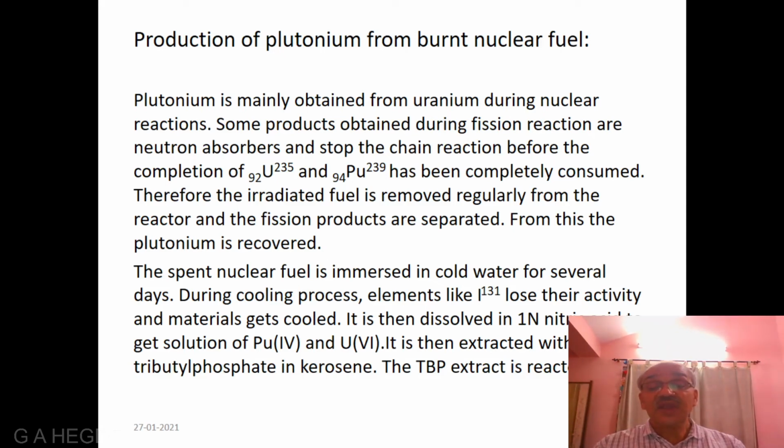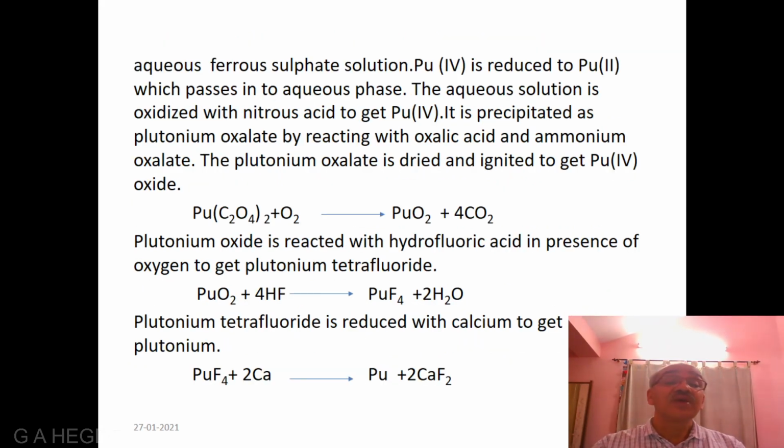The TBP extract is reacted with aqueous ferrous sulfate solution. Plutonium 4 is reduced to plutonium 3, which passes into aqueous phase. The aqueous solution is oxidized with nitrous acid to get plutonium 4. It is precipitated as plutonium oxalate by reacting with oxalic acid and ammonium oxalate. The plutonium oxalate is dried and ignited to get plutonium 4 oxide.